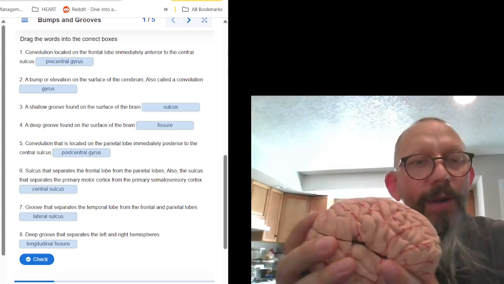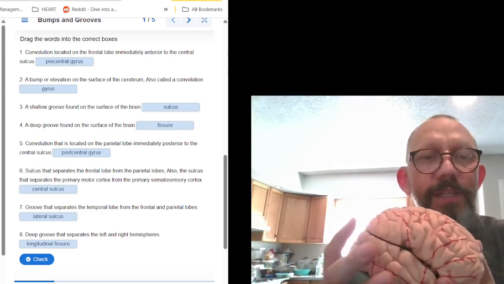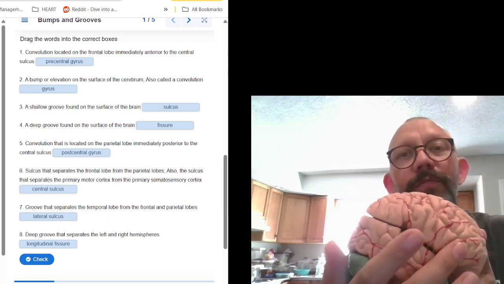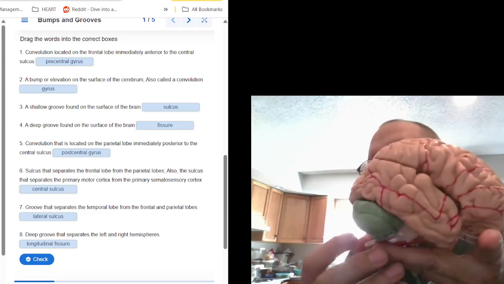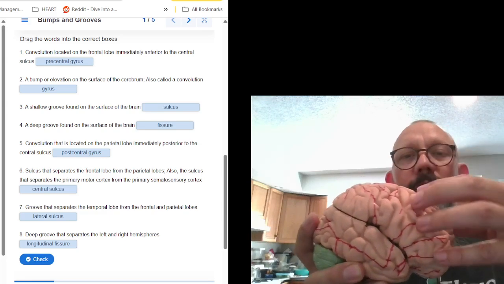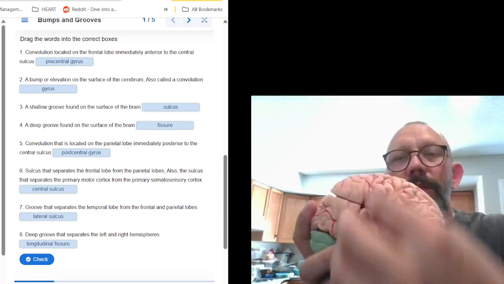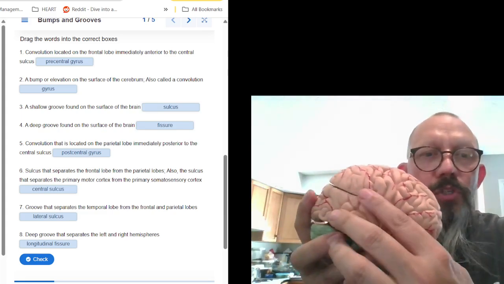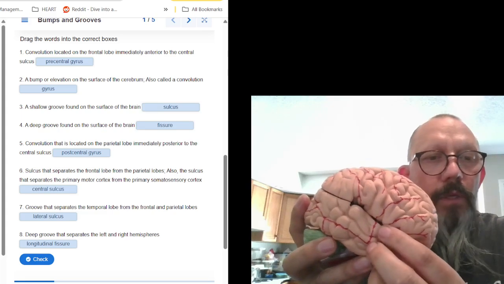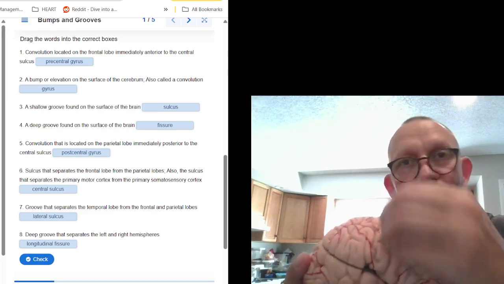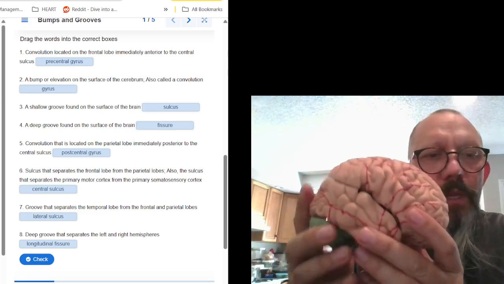Okay, next one, lateral sulcus. This separates the temporal lobe from the frontal and parietal lobe. Temporal lobe, frontal, and parietal, right? You can see that there. This is the front of the brain, right? This is the frontal, parietal, temporal. This guy through here is called the central sulcus, okay? No, sorry, lateral sulcus. Totally forgot that. Central, lateral. Totally goofed that up.